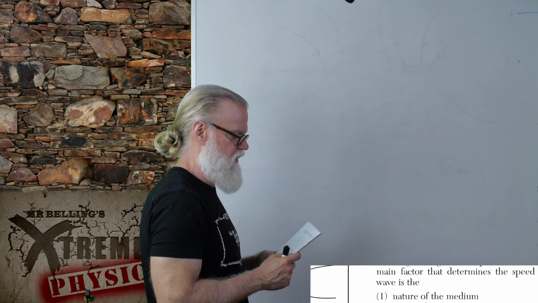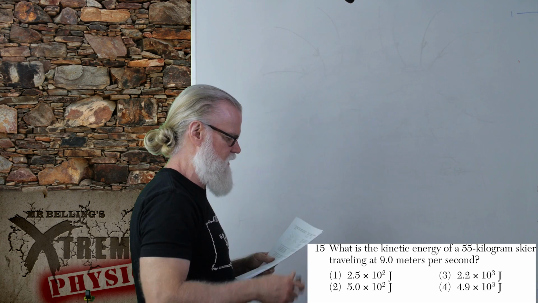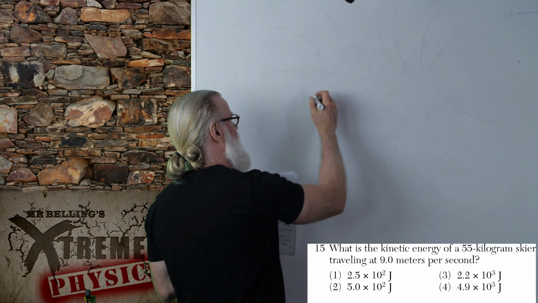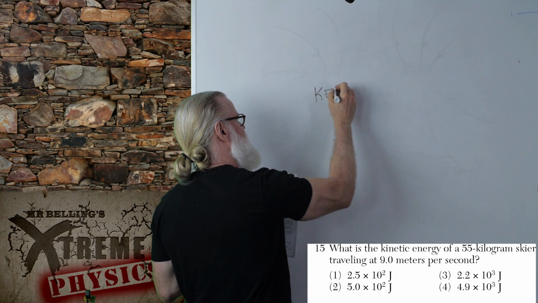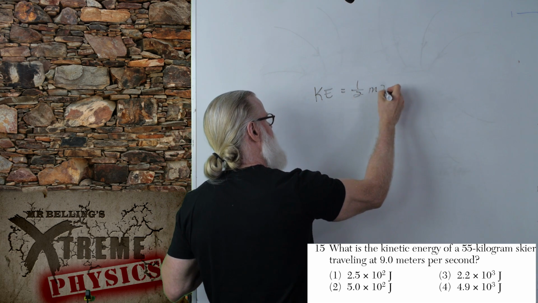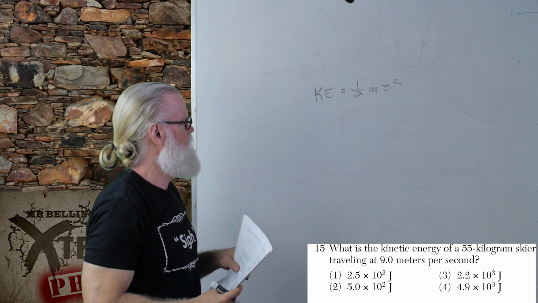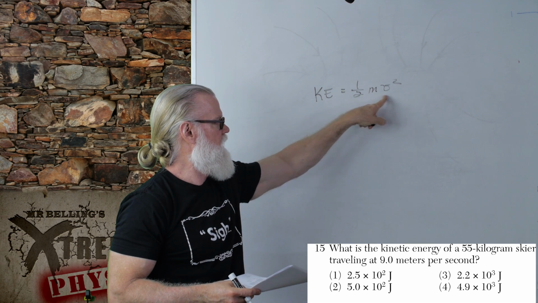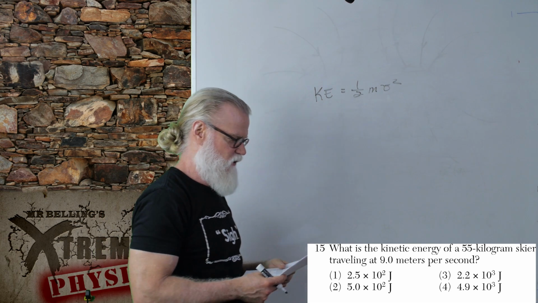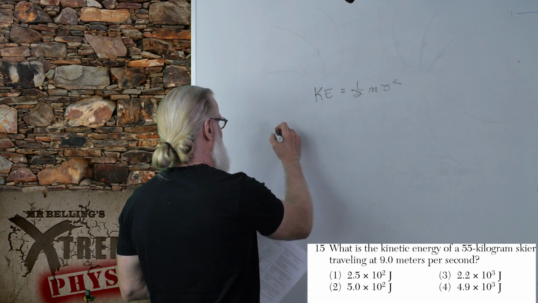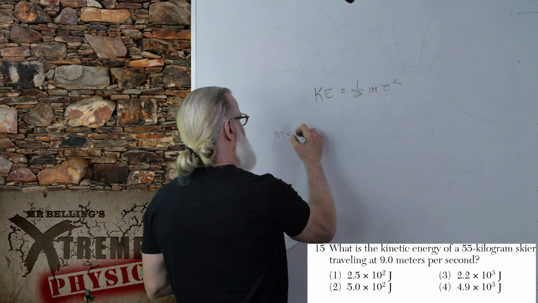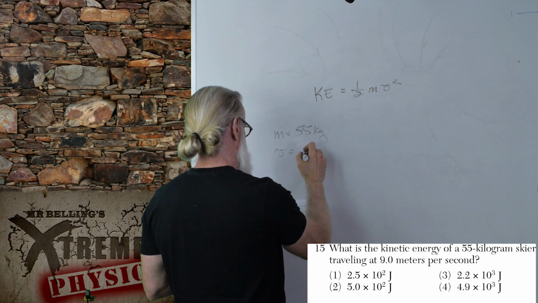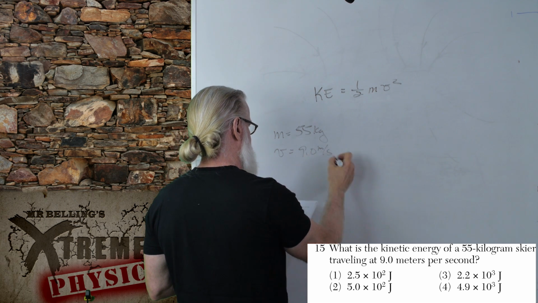What is the kinetic energy of a 50 kilogram skier traveling at 9 meters per second? Okay, kinetic energy is the energy of motion, and it's 1/2 mv squared, where v is speed, not velocity. How fast is the thing going? All right, well, they gave us the mass, 55 kilograms, and the speed is 9 meters per second.